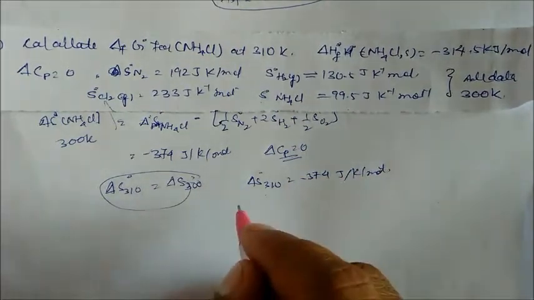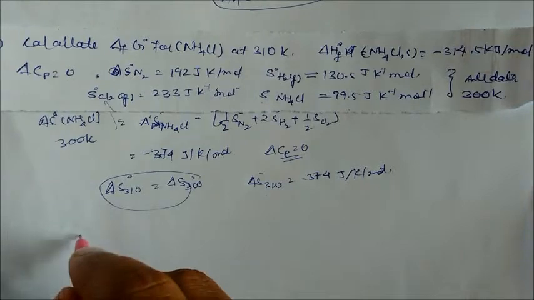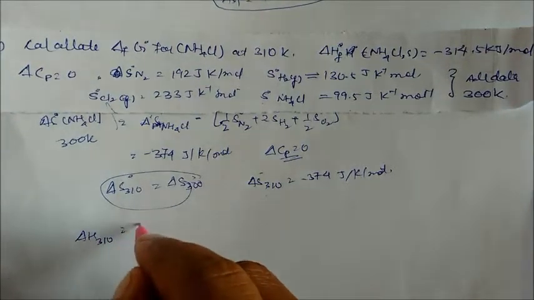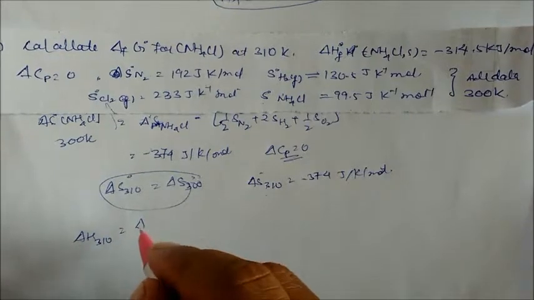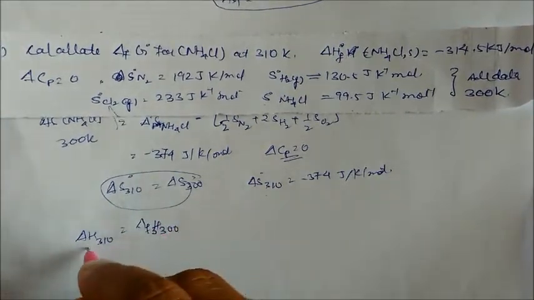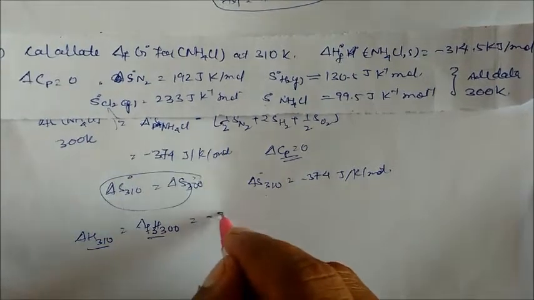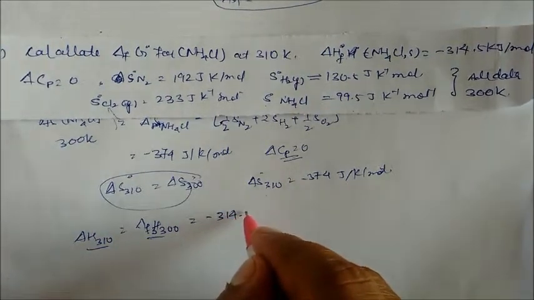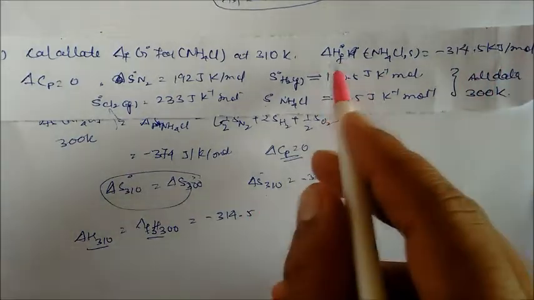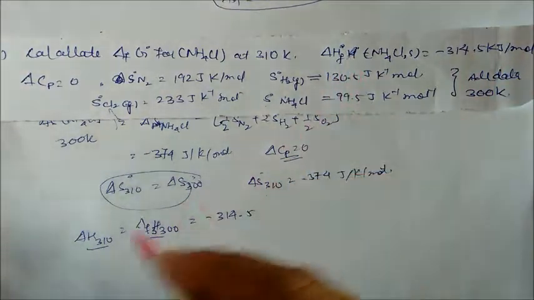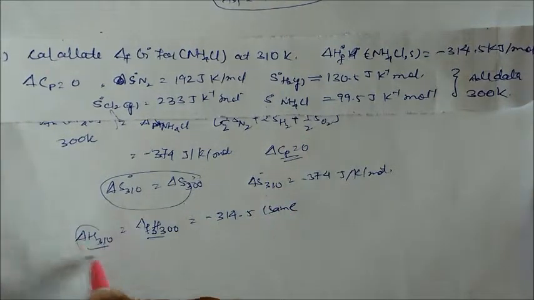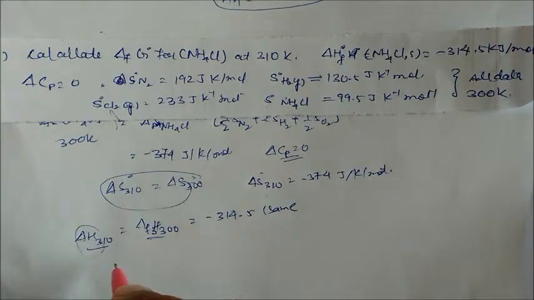Okay, now we have to find the enthalpy at 310. The enthalpy at 300 will be again the same, because if the entropy is the same, this will also be the same. So the enthalpy of formation at 300 Kelvin will be equal to minus 314.5 joule. Whatever is given is for 300, so 310 will also be the same. So now we know for this temperature this is given here, and now we can find the delta G.